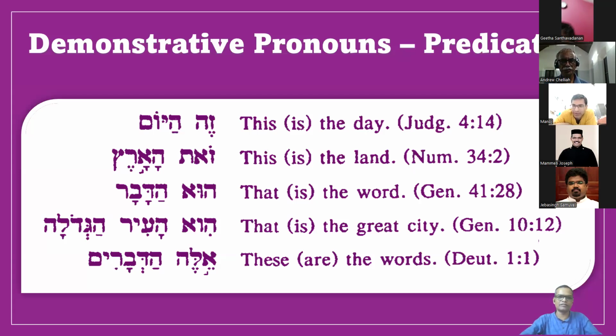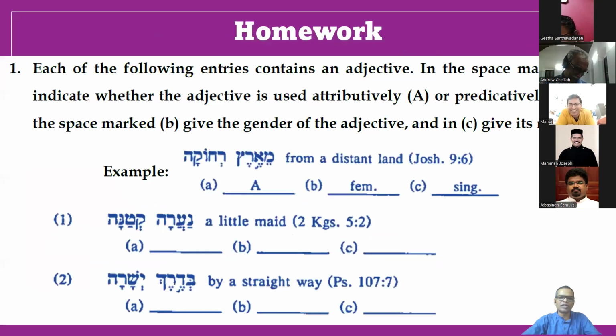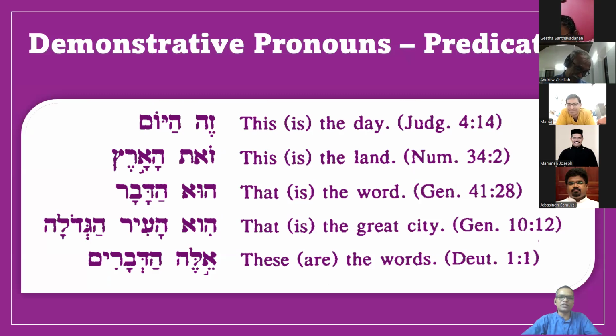Will it be wrong if you translate it "she is the great city"? No. There is that idea in Revelation, with Babylon, but here it is not so. Elle ha devarim. These are the words. So this is how the demonstrative pronouns will appear when they take the predicative function.